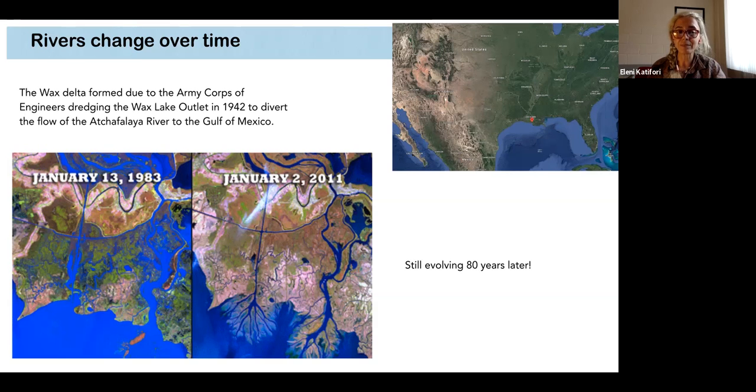It's the Wax Delta, which was actually an accidentally man-made delta because the Army Corps of Engineers dredged the Wax Lake outlet maybe 80 years ago. And they got a delta out of nowhere, which is about here. You see in the Google map, it's near Louisiana. And that network is still evolving today.